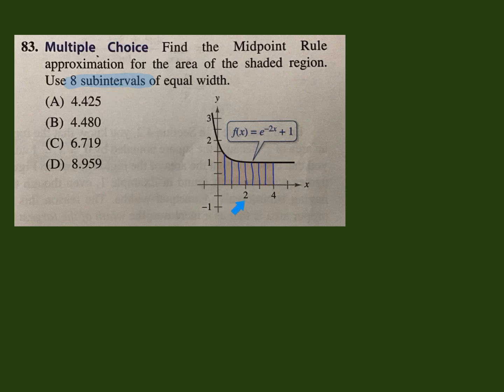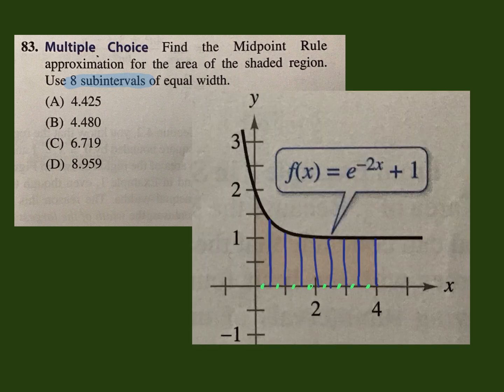8 subintervals of equal width from 0 to 4. So these would be the 8 subintervals, but then we need to use midpoints. So we actually need to use the values here. We'll blow that up a little bit. These points, the midpoints of each of those 8 subintervals.